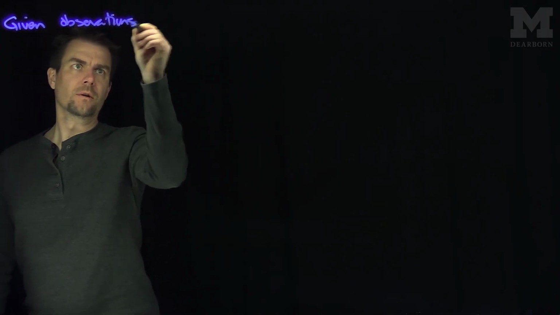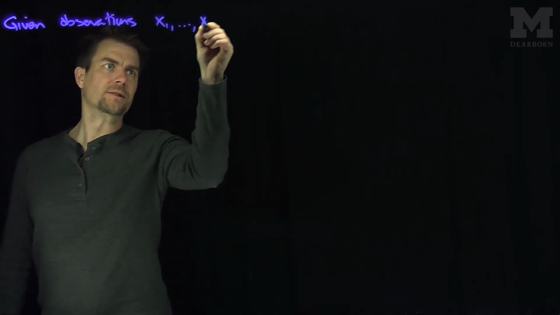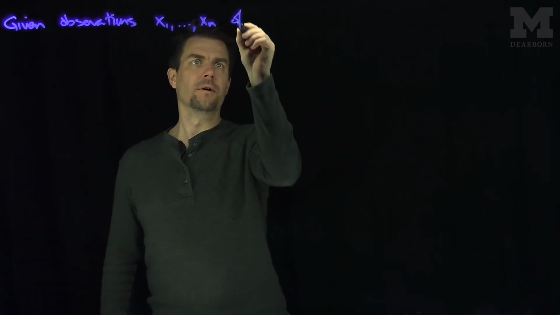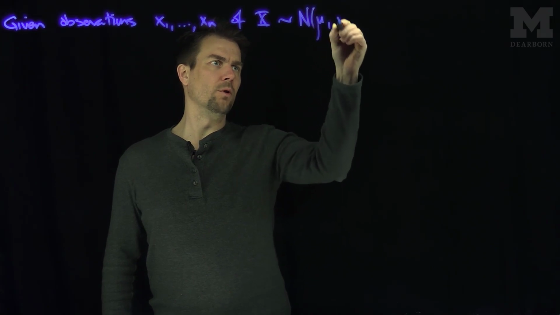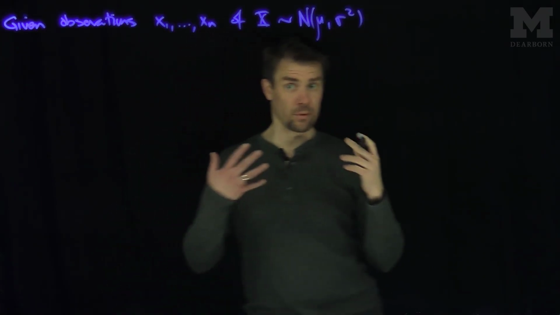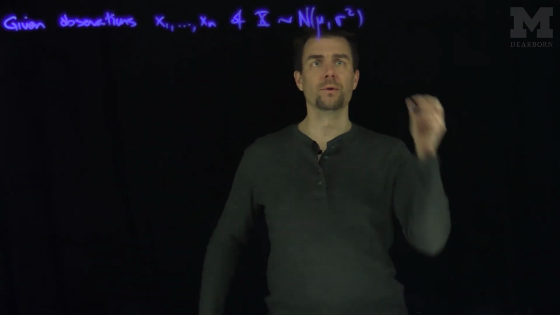Hello students, in this video we'll find the maximum likelihood estimations for mu and sigma squared for a normal distribution with complete data. So given observations or realizations x1 through xn of x, which is normally distributed with mean mu and variance sigma squared, for two parameters, let's estimate mu and sigma squared.